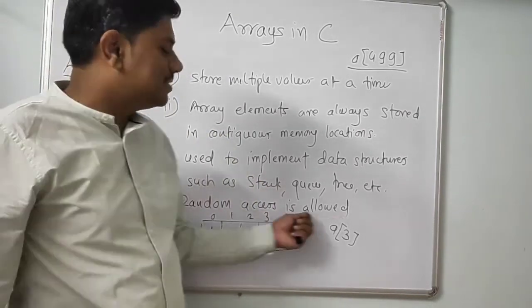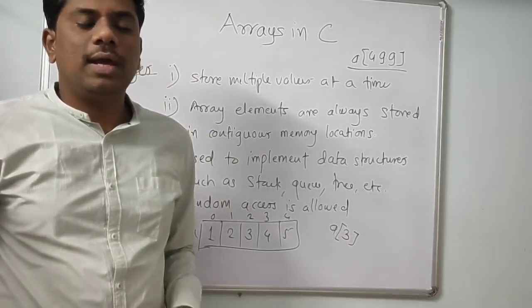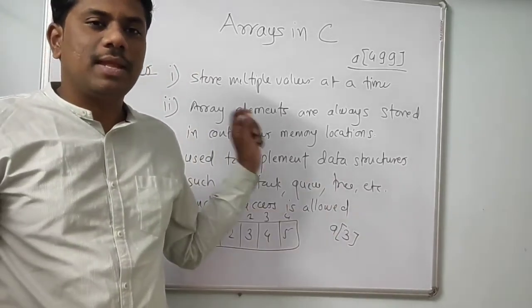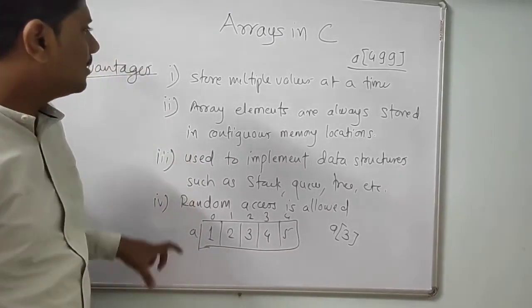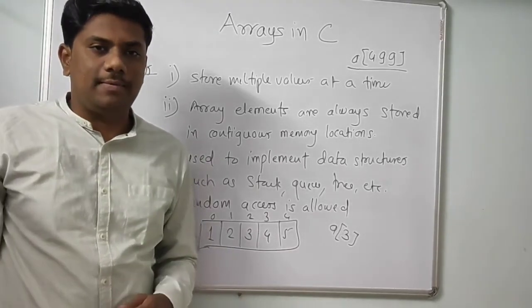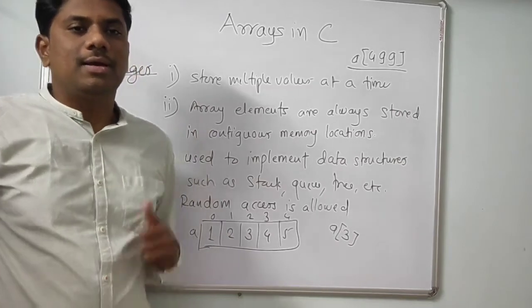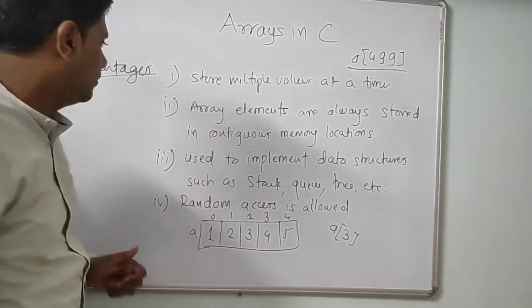So here random access is allowed. You can retrieve any element based on its index by knowing the index of that element. These are the 4 advantages of array. Now we'll see which are the drawbacks of array.